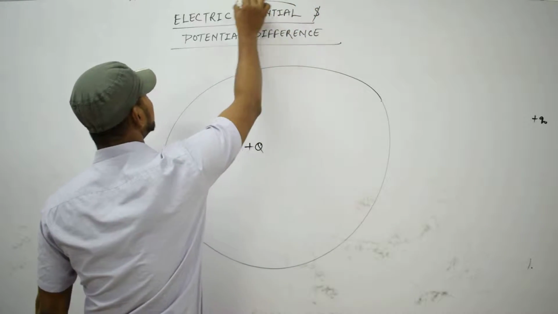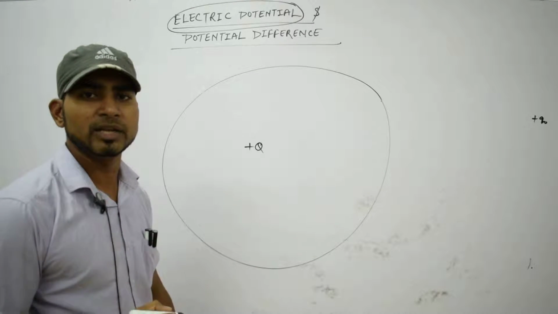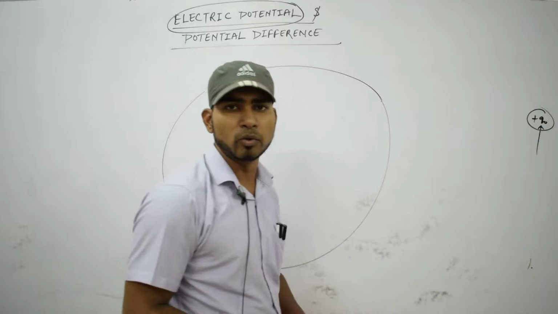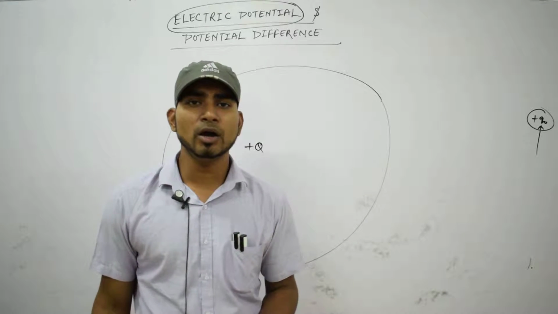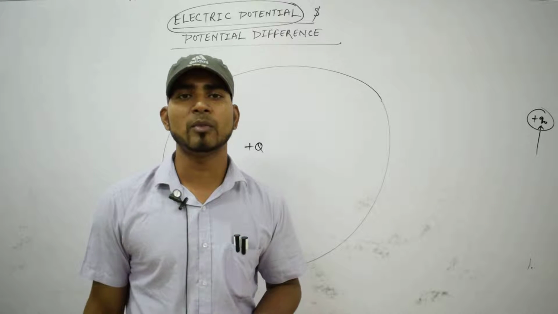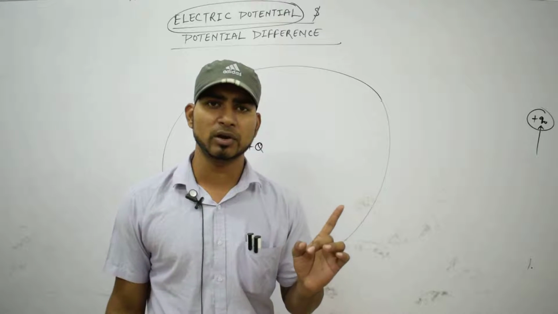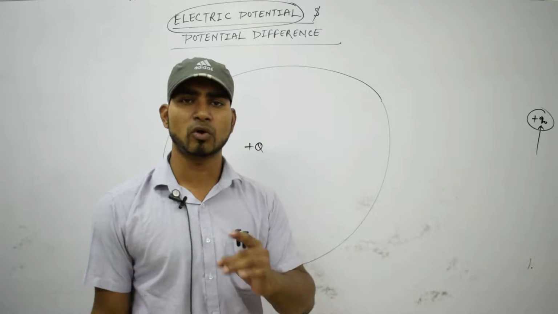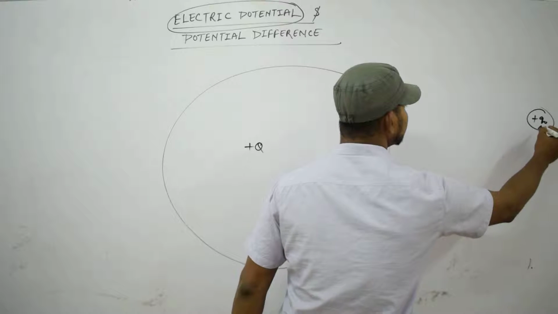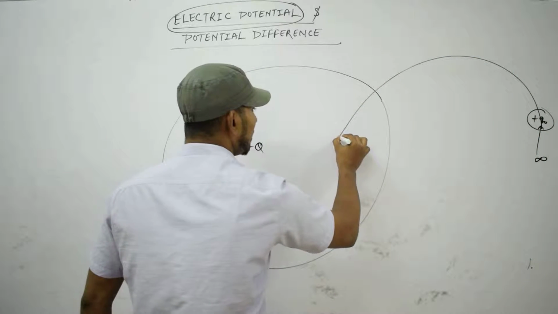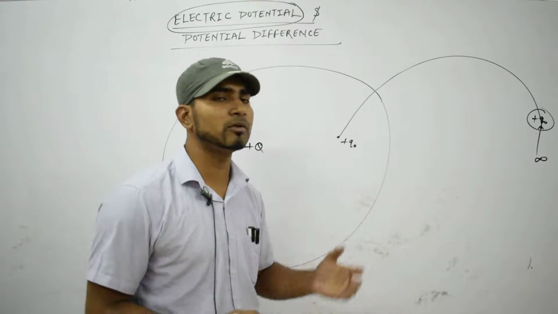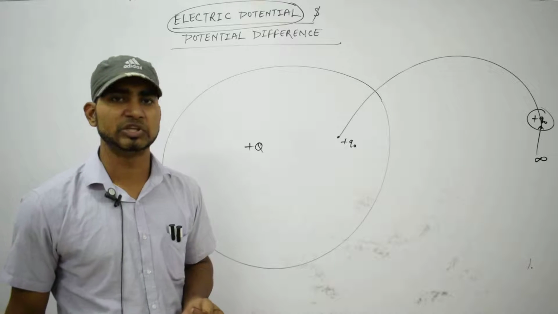So we have to understand the meaning of electric potential. Electric potential is the total work done by the external agency to place a unit positive test charge from infinity to a particular point inside the field. The total amount of work done by the external agency to place a charge from infinity to a particular point inside the field is called electric potential. Let's suppose this is somewhere infinity, and if I am placing this charge from there to a point inside the field, whatever work we have to do in this process is called electric potential.